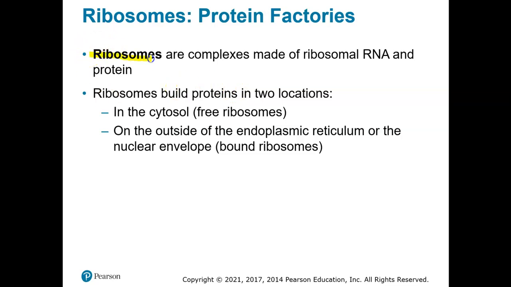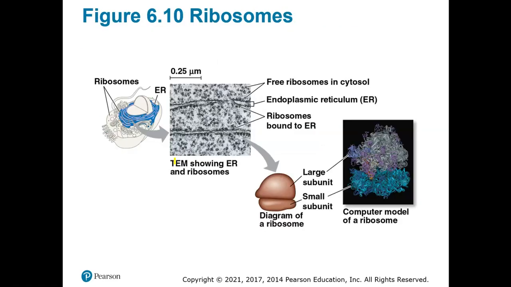Ribosomes make proteins either in the cytosol, where they're called free ribosomes, or they're attached to the ER. We call that rough ER. Here you can see what a ribosome looks like. It has a large ribosomal RNA subunit and a small ribosomal RNA subunit. And so a ribosome consists of RNA called ribosomal RNA.